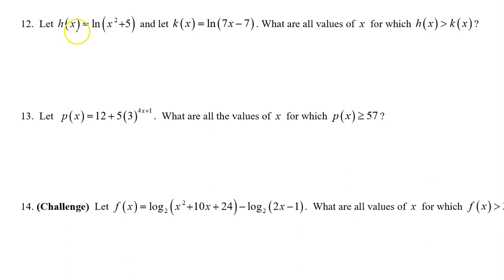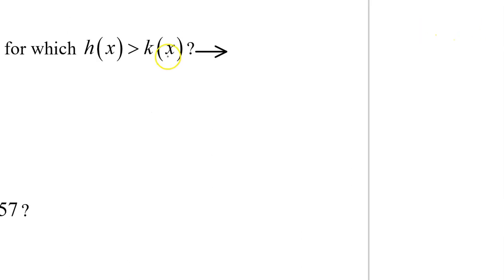Number 12, let h of x equal the natural log of x squared plus 5 and let k of x equal the natural log of 7x minus 7. What are all the values of x for which h of x is greater than k of x? In order to ultimately make a sign chart.